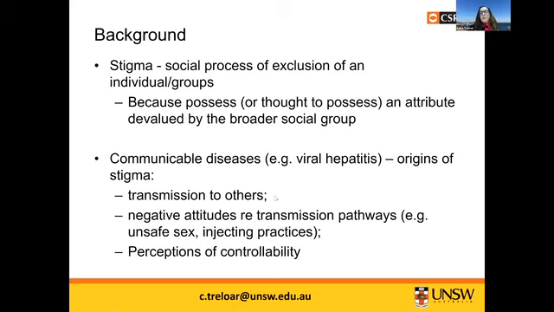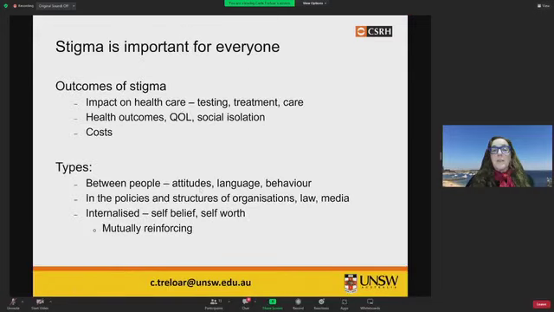So, transmission to others, negative attitudes around transmission pathways, and perceptions of the controllability of viruses, that people have brought things upon themselves. Obviously, we're not endorsing these views, but these are the kinds of understandings in the literature that we need to be on top of to introduce useful stigma reduction strategies.